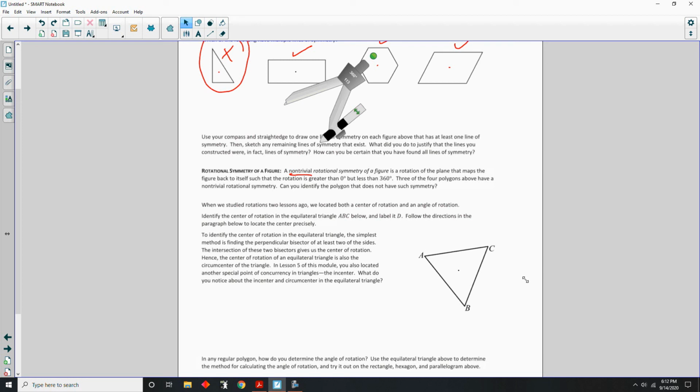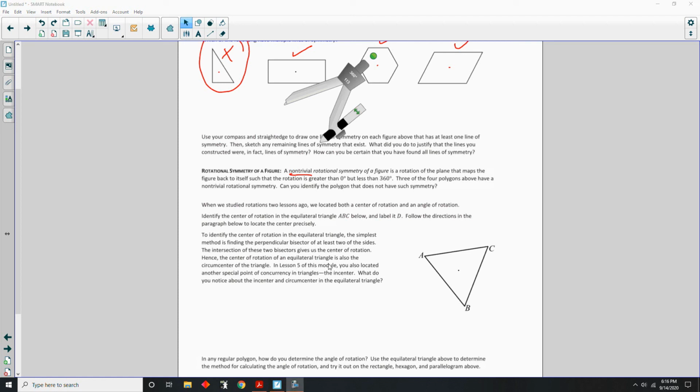So, identify the center of rotation in the equilateral triangle. Did. The simplest method is finding the perpendicular bisector of at least two of the sides. The intersection of these two bisectors gives us a center of rotation. That's what I just did. Hence, the center of rotation of an equilateral triangle is also the circumcenter of the triangle.